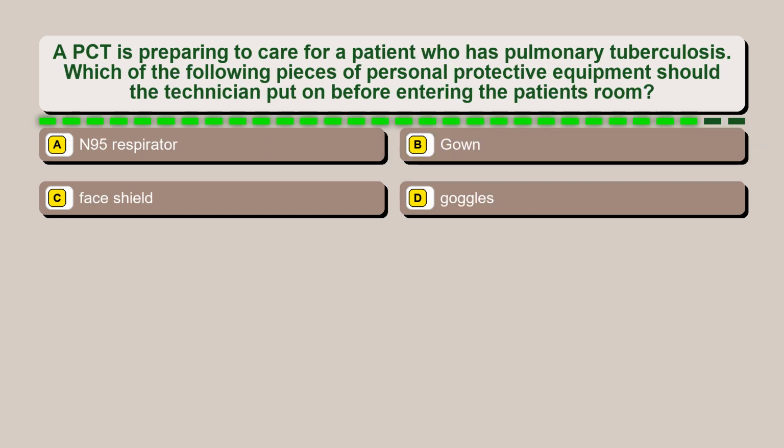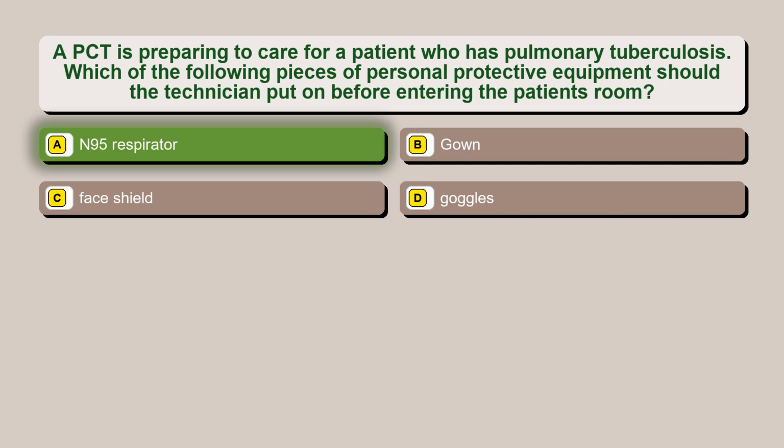Question 17. A PCT is preparing to care for a patient who has pulmonary tuberculosis. Which of the following pieces of personal protective equipment should the technician put on before entering the patient's room? Option A. N95 respirator. Option B. Gown. Option C. Face shield. Option D. Goggles.